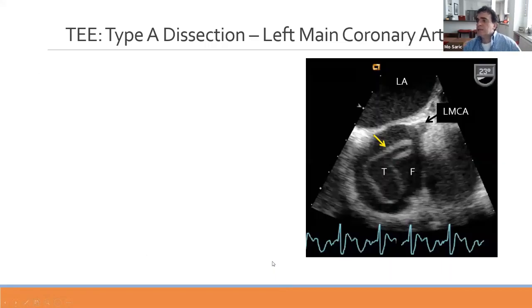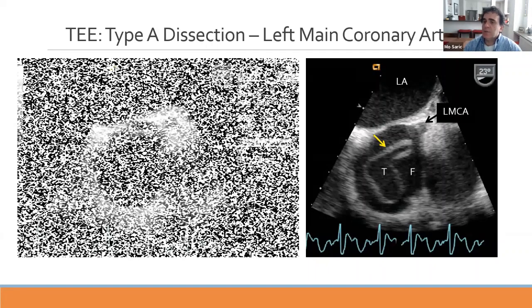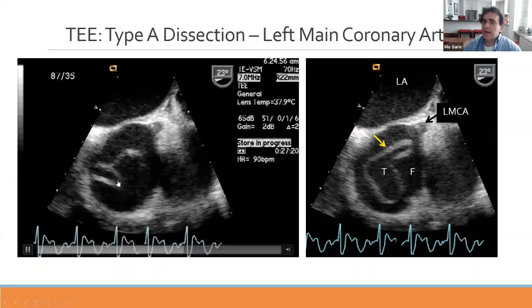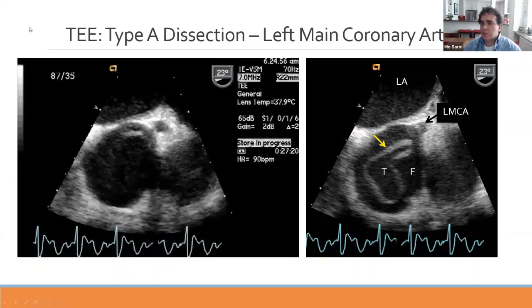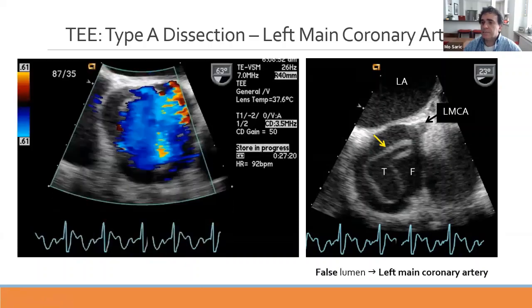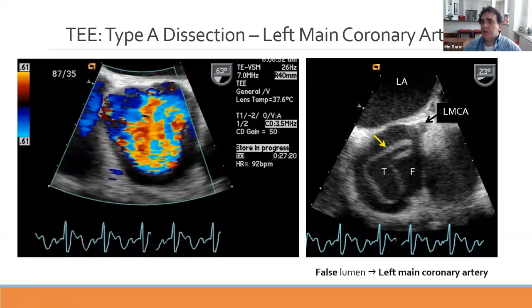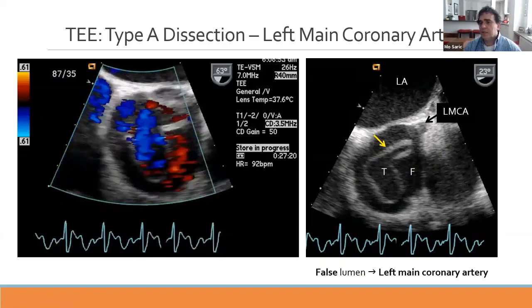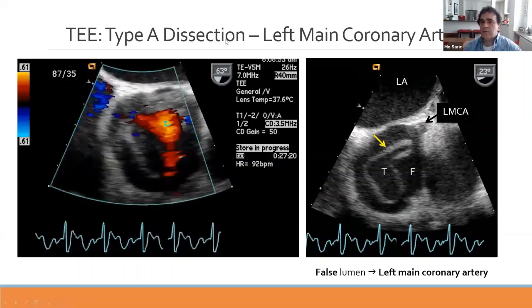Again, another case, and there is a type A dissection, and this time the left main coronary artery originates from the false lumen, which is an extremely dangerous condition and may result in hypoperfusion of a large portion of the ventricle and sudden death. And here you can see that the central portion is the true lumen, but there is very little flow in the false lumen.